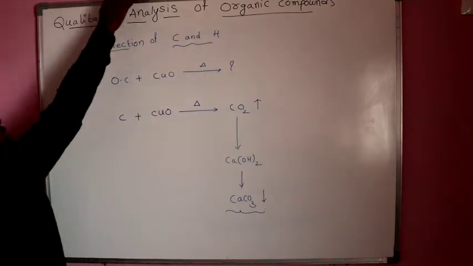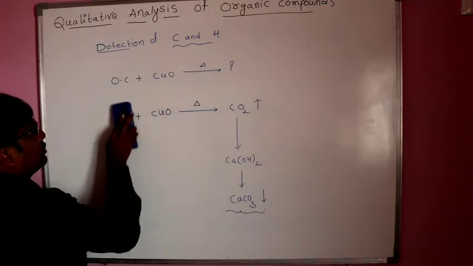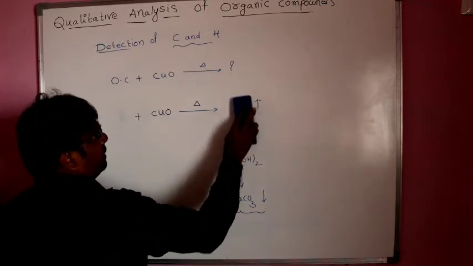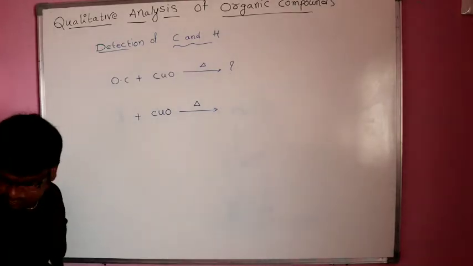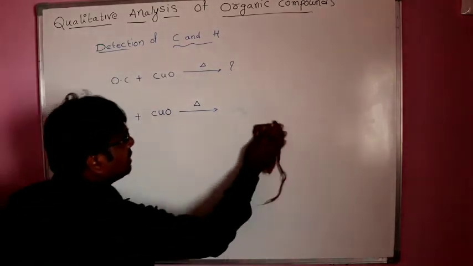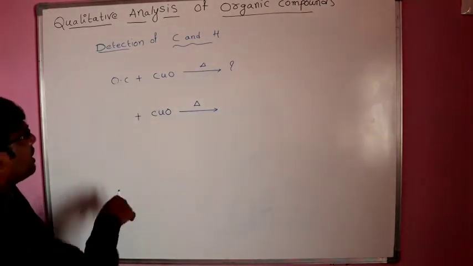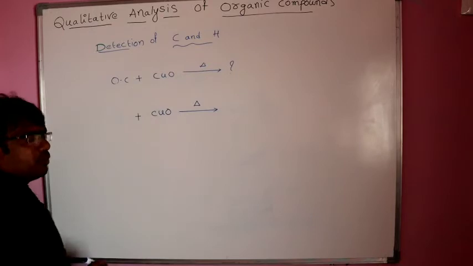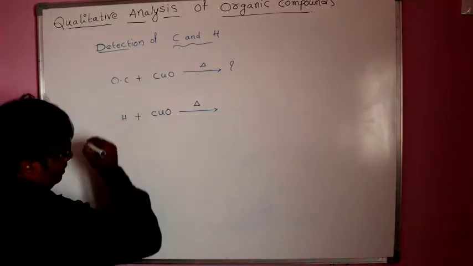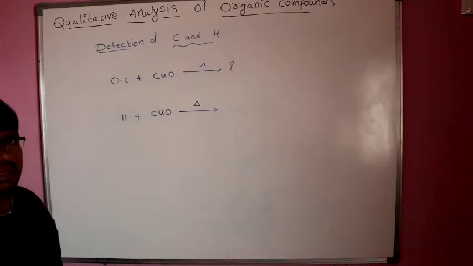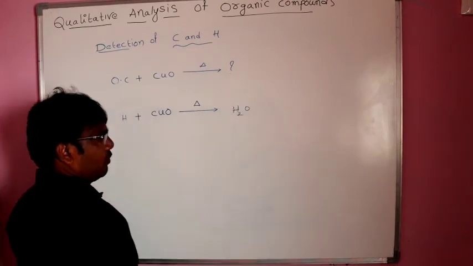Then next, how are we going to detect the presence of hydrogen? Let us see how we are going to identify the presence of hydrogen. We can easily identify the presence of hydrogen whenever the organic compound is heated with copper oxide. Hydrogen present in the organic compound is converted into water. Total, it is oxidized to water.